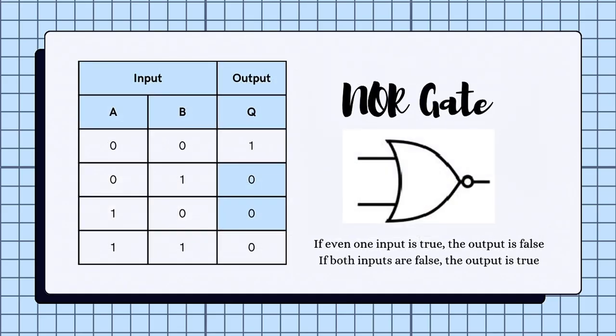The NOR gate. The NOR gate is a combination of an OR gate followed by a NOT gate, so it produces the opposite output of an OR gate. When both inputs are 0, the output is 1, allowing electricity to flow. When either input is 1 or when both inputs are 1, the output becomes 0. This means the NOR gate only allows conductivity when there is no electrical current at the inputs.